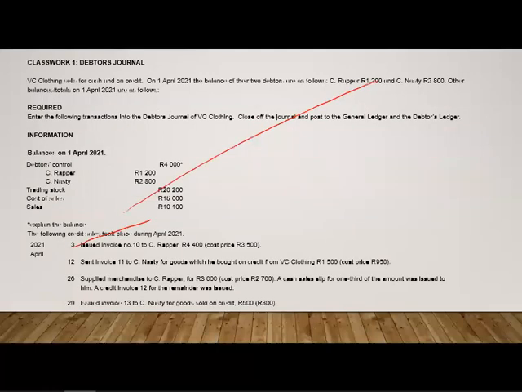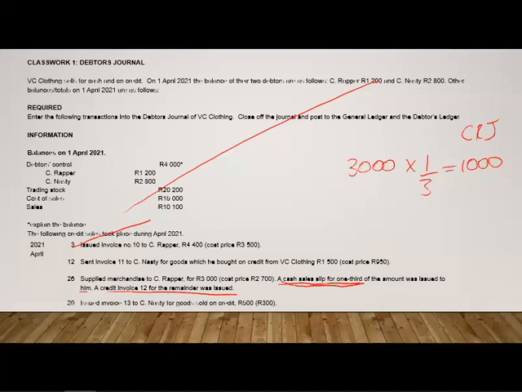And then it said supplied merchandise to C Repa for 3,000, cost price is 2,700. Then they say a cash sales slip for 1/3 of the amount was issued to him, and the credit invoice number 12 for the remainder was issued. So you will simply find 1/3 of 3,000, which will give you 1,000. This will go to the CRJ because they told you that a cash slip for 1/3 was issued.